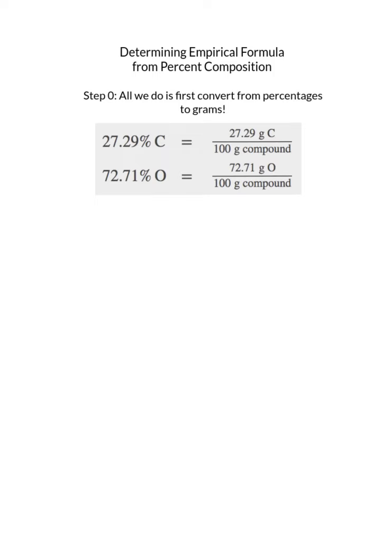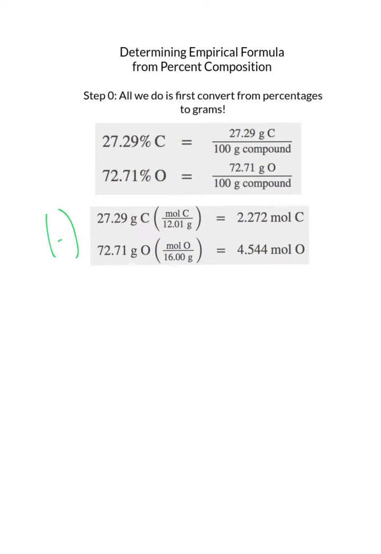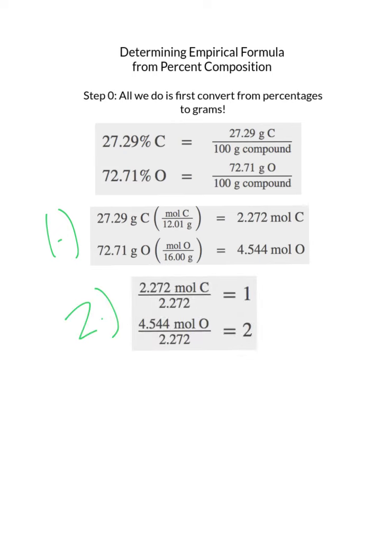Then we just need to calculate the empirical formula in the way that we already know how, by first converting from grams to moles. Once we convert using dimensional analysis to our molar amounts, we divide by the lowest molar amount to generate the subscripts for the elements. Once we've generated our subscripts, we get the empirical formula, CO2.